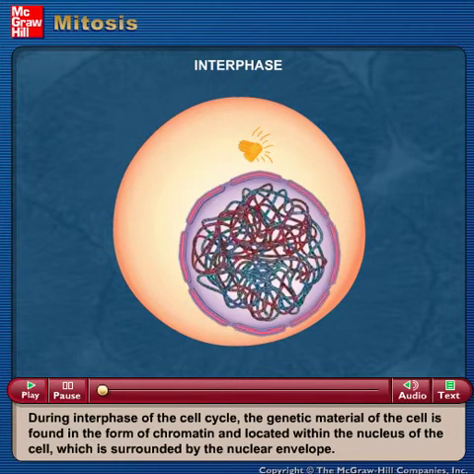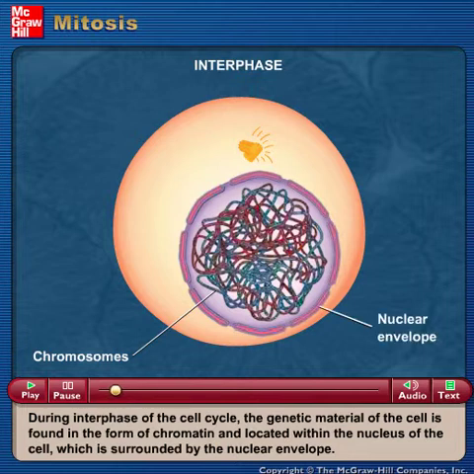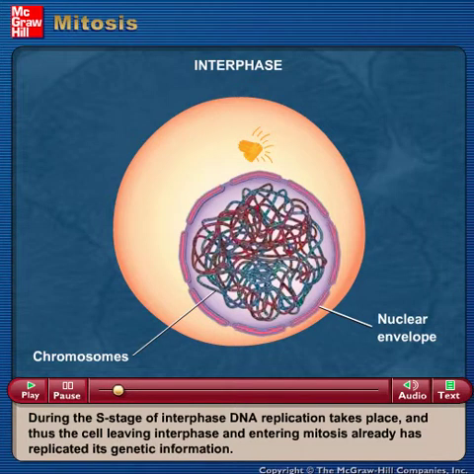During interphase of the cell cycle, the genetic material of the cell is found in the form of chromatin and located within the nucleus of the cell, which is surrounded by the nuclear envelope. During the S stage of interphase, DNA replication takes place, and thus the cell leaving interphase and entering mitosis already has replicated its genetic information.